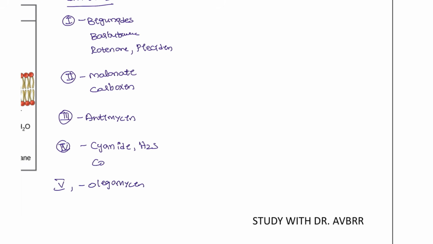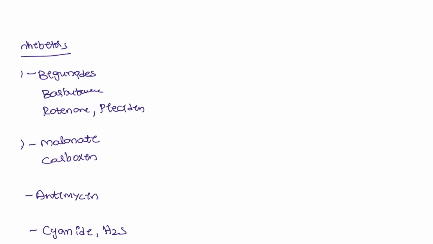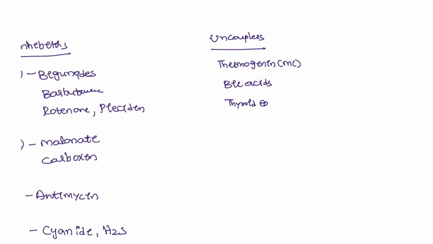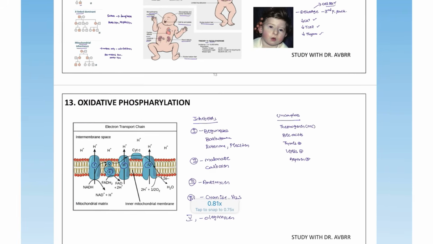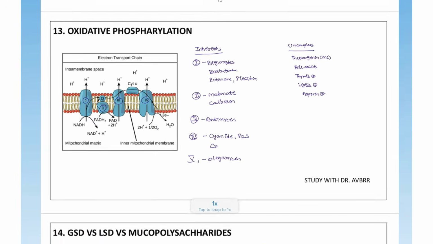Next, we also have the uncouplers. Uncouplers will also be seen here. This can be physiological and this can be pathological. First and foremost, the most important one is thermogenin. This is the most common. Even increased bile acids can be seen, or increased thyroid gland basal metabolic rate, increased lipids, or pathological, like the patient has taken aspirin tablets. This can also increase the activity of the uncouplers, right? This is oxidative phosphorylation.